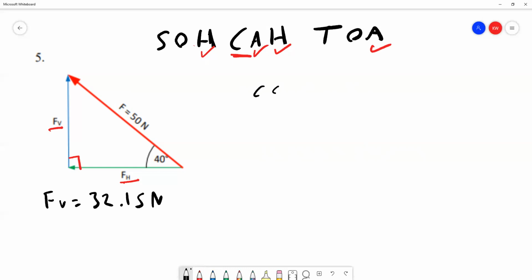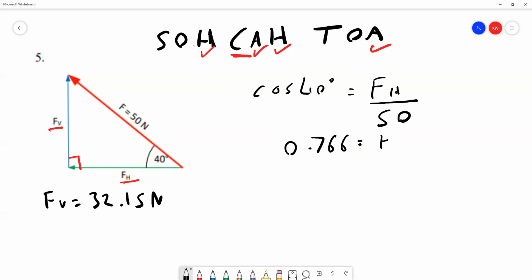So again, we can write cosine 40 degrees is equal to the adjacent, which this time is FH, over the hypotenuse. And again, we've been given the value, it's 50. Cosine of 40, put it in your calculator, and it gives us 0.766. And multiplying by 50, we're left with FH equal to 38.3 newtons.